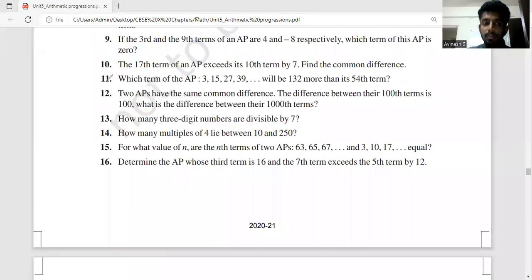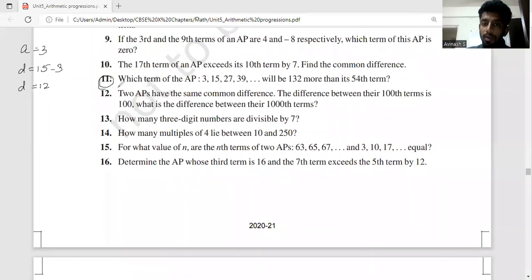When it comes to the 11th problem, which term of the AP? So they have mentioned the AP, which means we can derive the values of A and D from it. So A will be the first term, which is 3, and D will be second term minus first term, which will be 12. So now we know the values of A and D, which is quite ready.